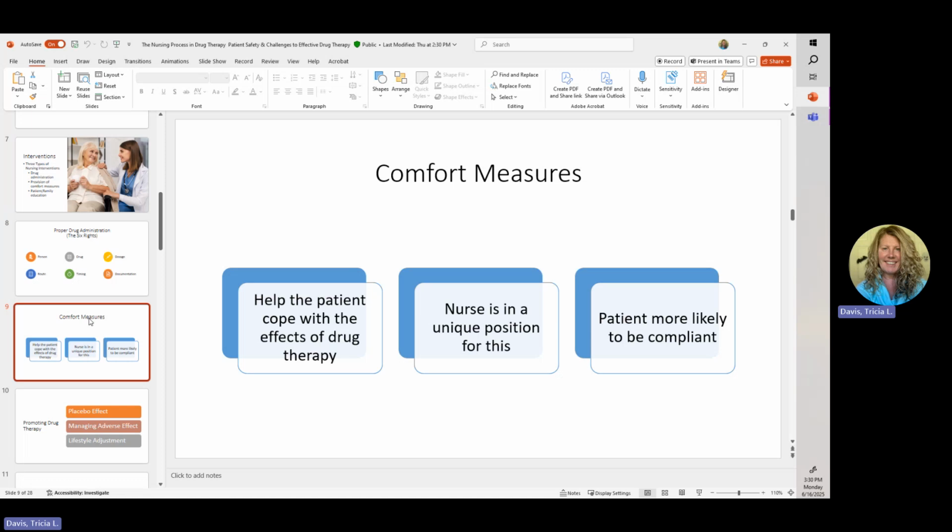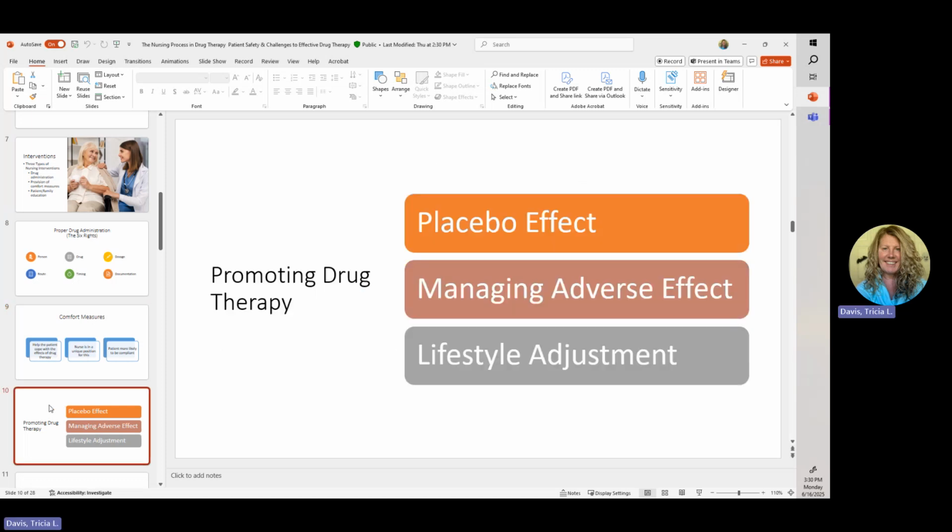We spend a lot of time with these patients, like I said, 8 to 12 hours a day in a hospital shift. So we're in a unique position to be able to check in with them, follow up with them, see how they're tolerating their medication, and come up with implementations to keep them comfortable. We want to be able to promote drug therapy. So we want to make sure that we're managing adverse side effects, of course, and talking about any lifestyle adjustments.